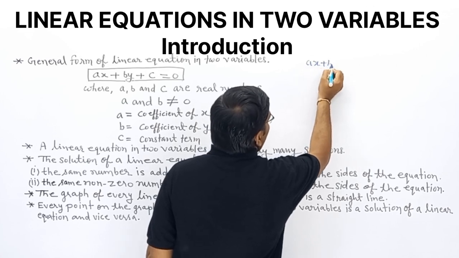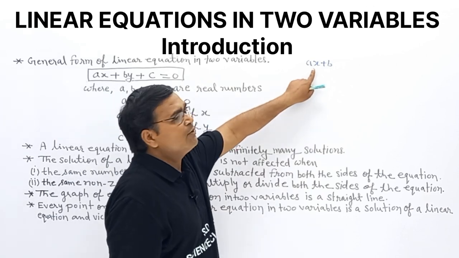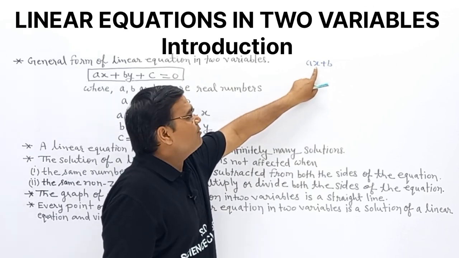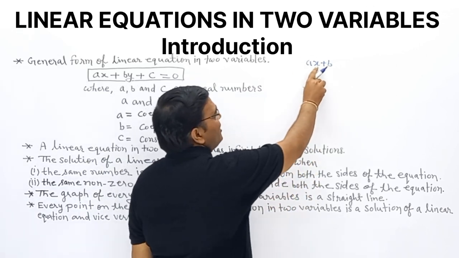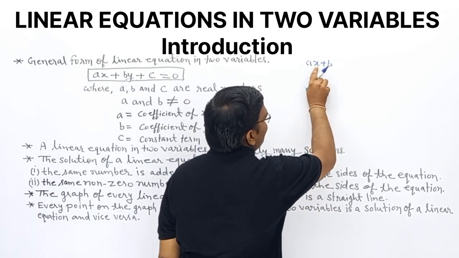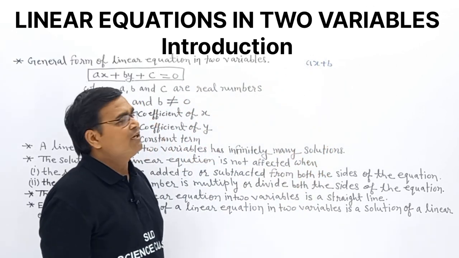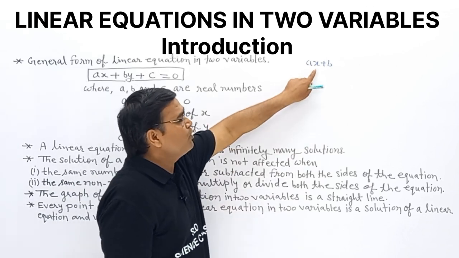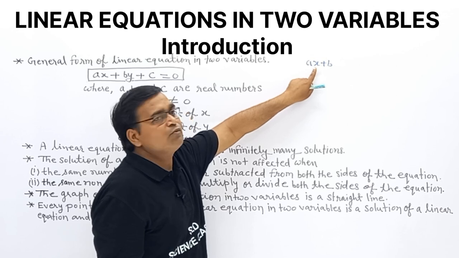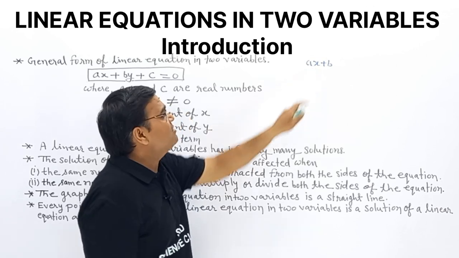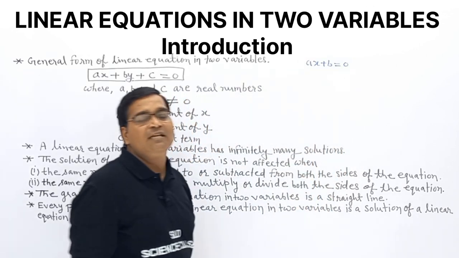I am writing the linear polynomial: ax plus b. This is the linear polynomial, in which x is the variable, a is the coefficient of x, and b is the constant term. The maximum power of variable x is 1, so for this polynomial the degree is 1. So we can say this is a linear polynomial. Once a linear polynomial is equal to 0, it is a linear equation.